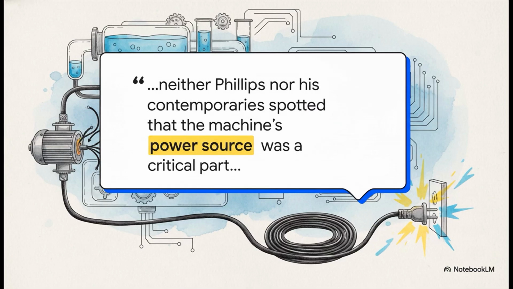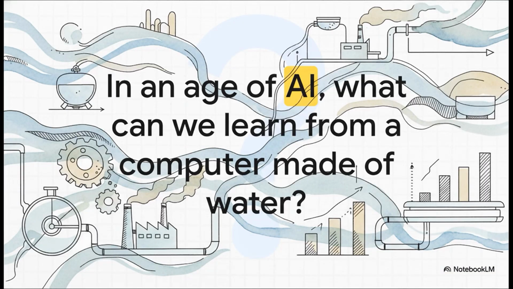So here we are in an age of AI and big data. What can we possibly learn from a computer made of water? Well, I think the Moniac is this powerful reminder that clarity is king. It proves that there's just immense value in making invisible systems visible, and that sometimes the best way to understand our complex world is to build a model you can actually touch and just watch the water flow.